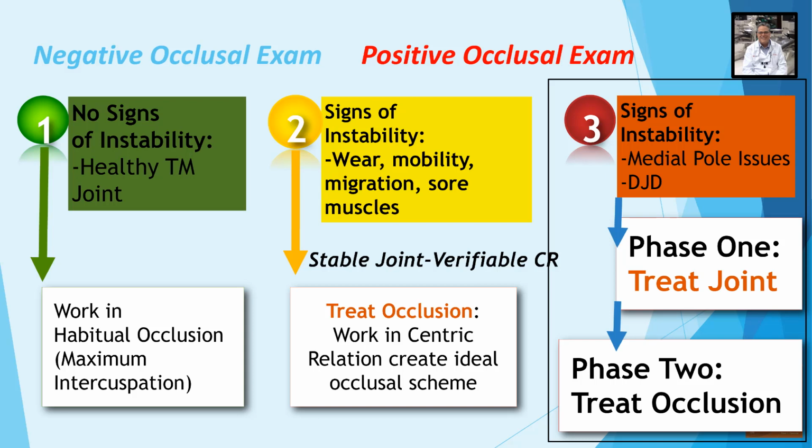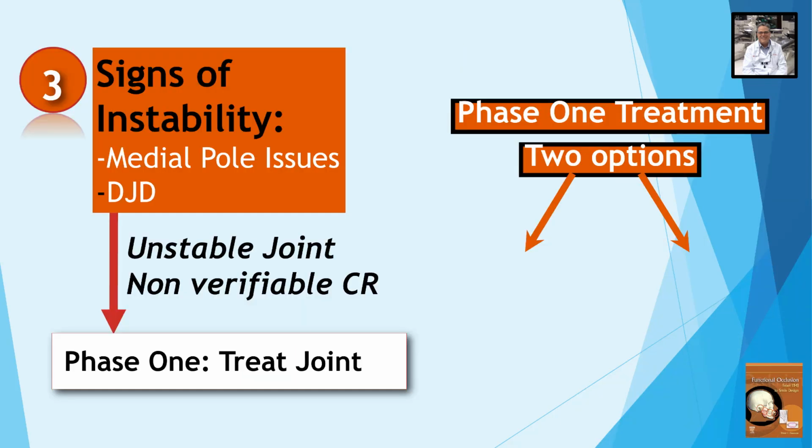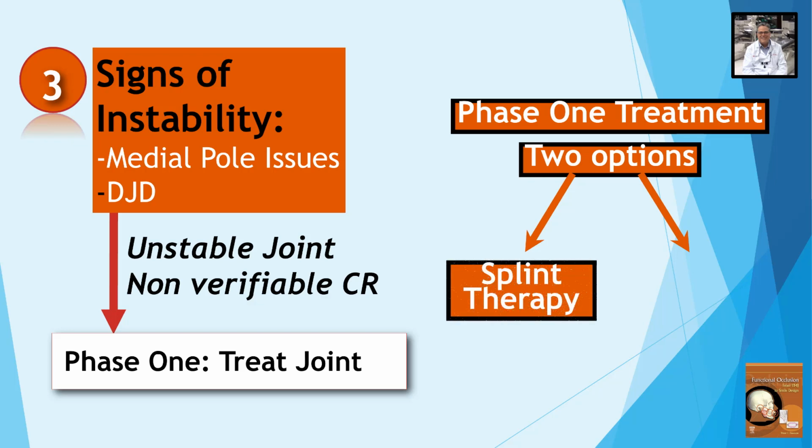The last possibility is the red. So somebody comes in, from your occlusal exam you determine that there's medial pull problems, and there's a functional disc dislocation. And so what you do is you stop and you treat the joint. And a couple broad ways to treat joints: the first one is with splint therapy. And this is the most common.